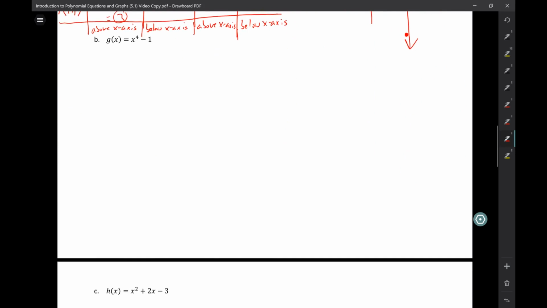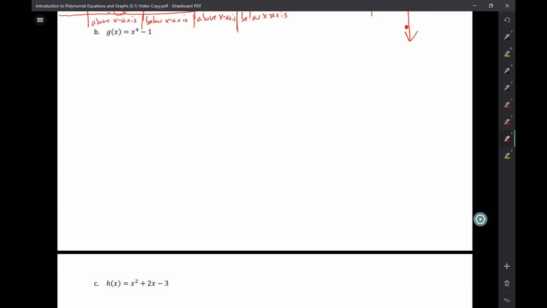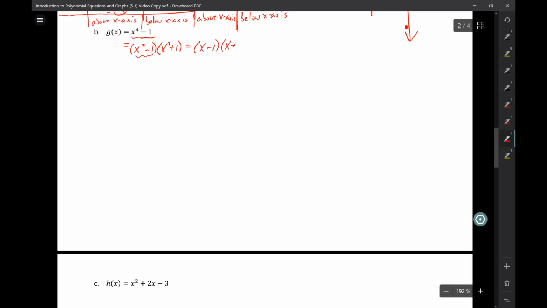Next, we have the following function, x to the 4th minus 1, or g of x equals x to the 4th minus 1. Now the first thing we always want to do is try to factor this as much as we can. We should note that this is a difference of two squares, therefore we can split this up into x squared minus 1 times x squared plus 1. But x squared minus 1 is also a difference of two squares, so this is x minus 1 times x plus 1 times x squared plus 1.